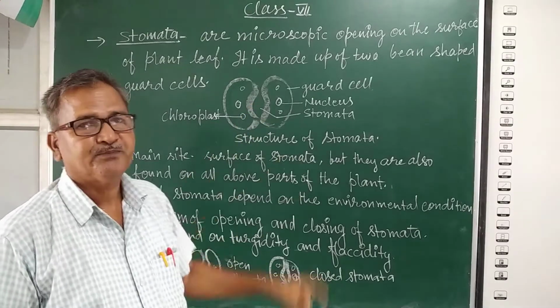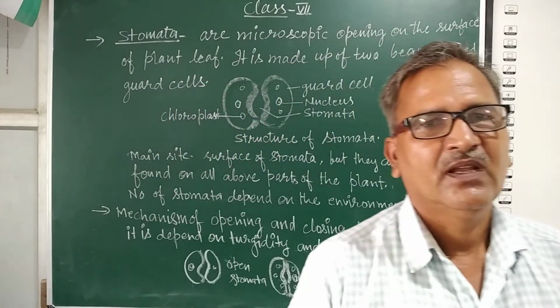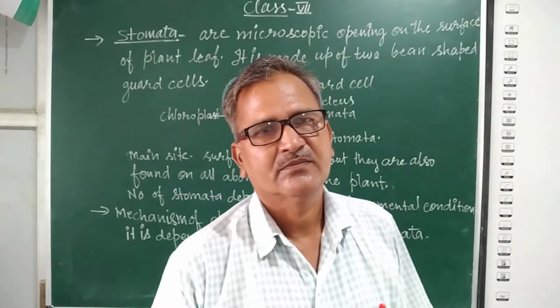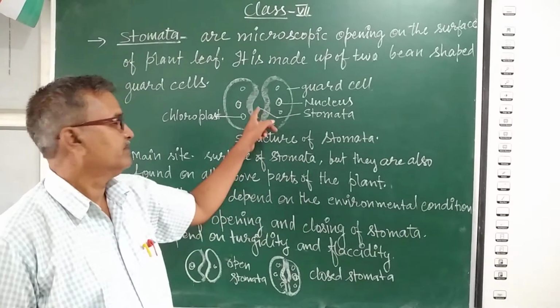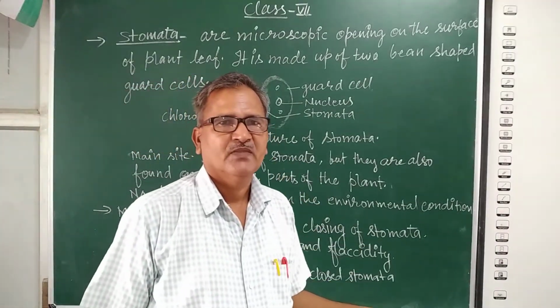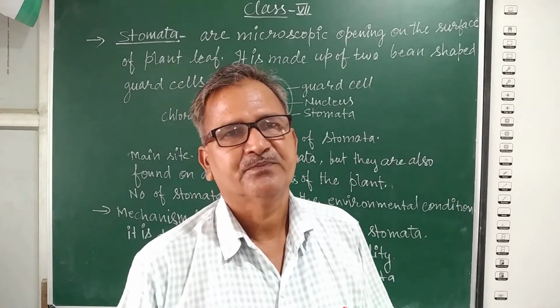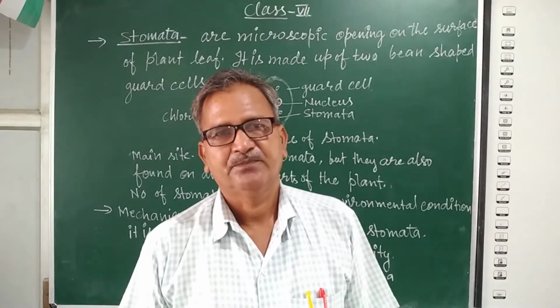This stomata helps in the diffusion of carbon dioxide, oxygen and water vapor. So we can say the stomata help in respiration in plants.